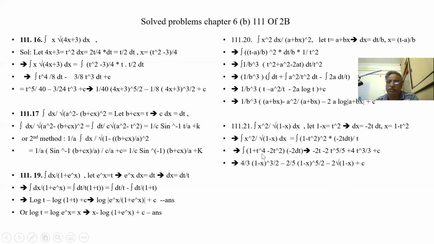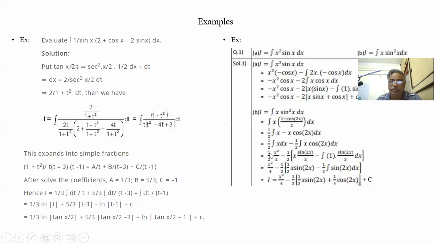So this 1 is t, 2 root of 1 by x, t square is t cube by 3, t cube means 2 to the power of 3 by 2, t to the power of 5, 5 means 5 by 2, because I have taken t square as 1 minus x. Okay. So with this, chapter 6b, 3 of 2b are over. Now we will see one additional example.